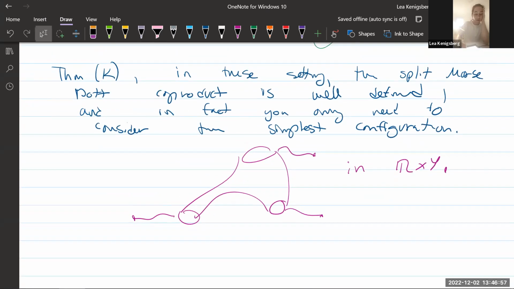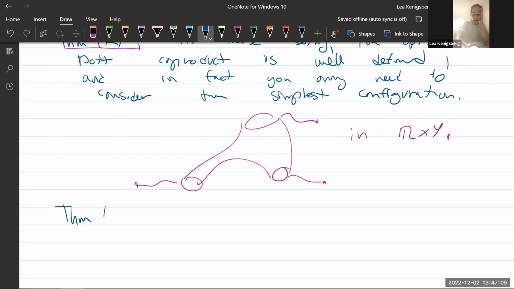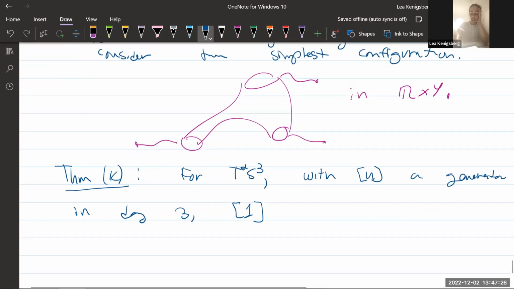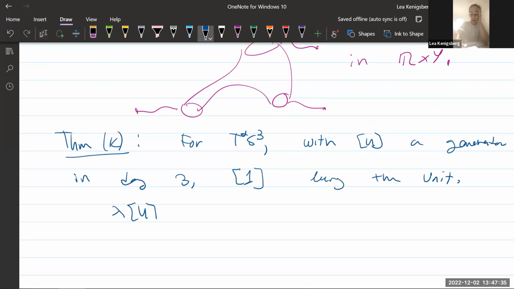And the second thing is, Lewis in his thesis computes the differential for T star S3, and I compute the coproduct for T star S3. So for T star S3, with U a generator in degree 3, and 1 being the class of the unit, I call this coproduct lambda, and we have that lambda of U equals 1 tensor 1.